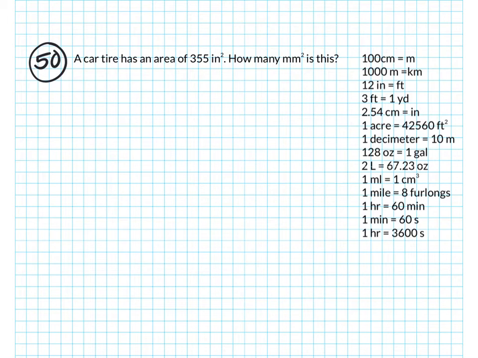A car has an area of 355 inches squared. How many millimeters squared is this? So let's start this process with what I know. I know that 355 inches squared is where I'm going to start.